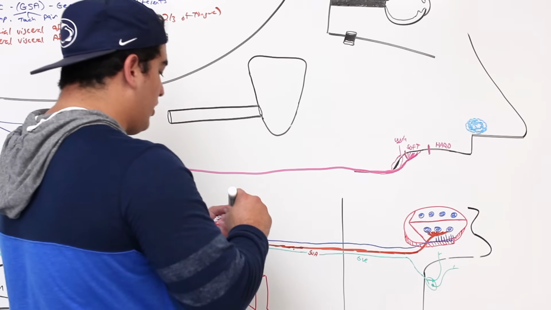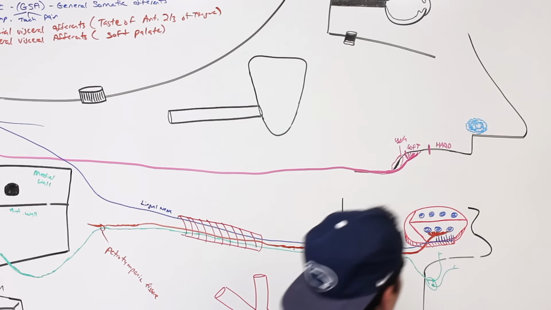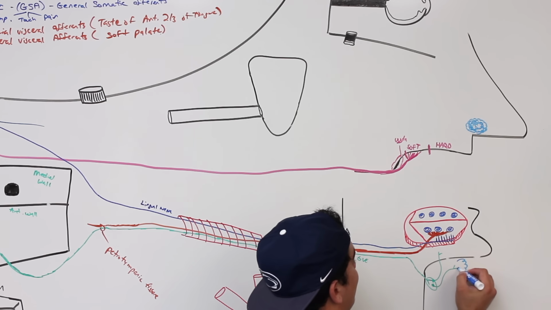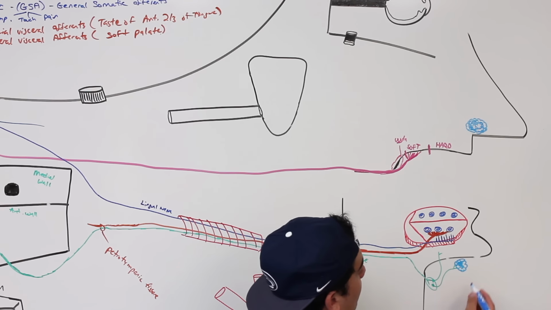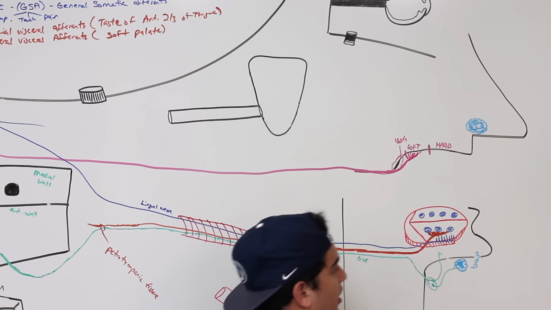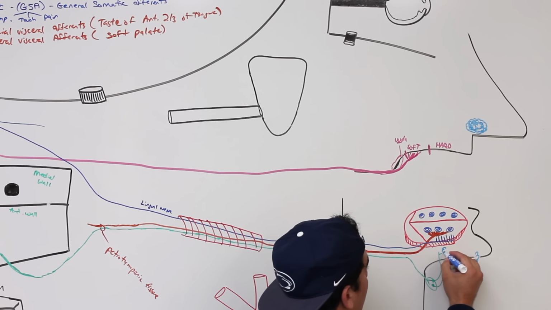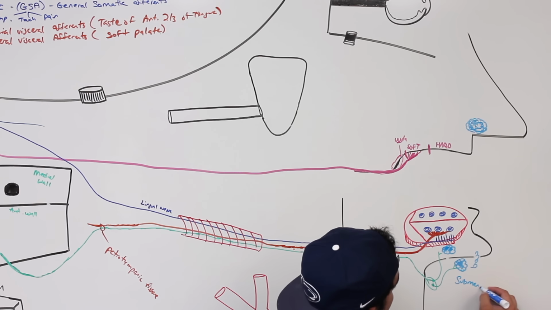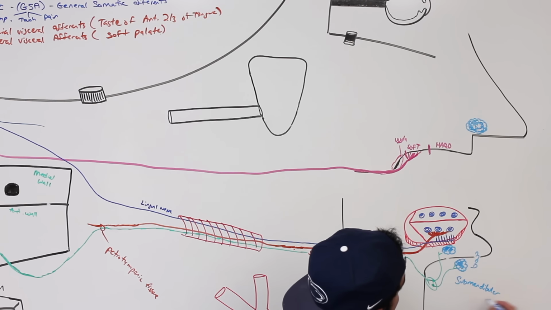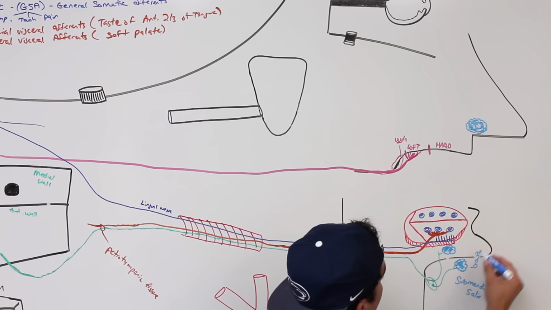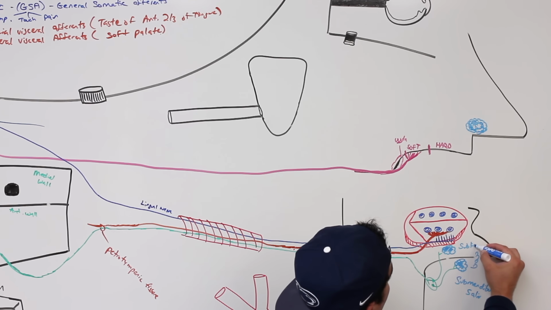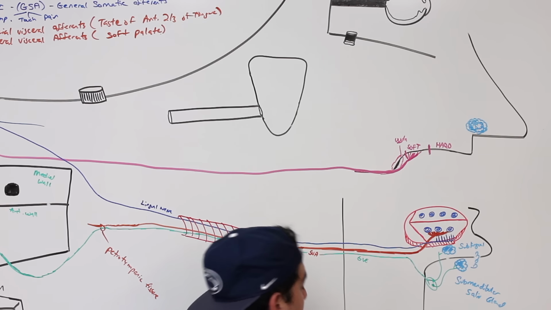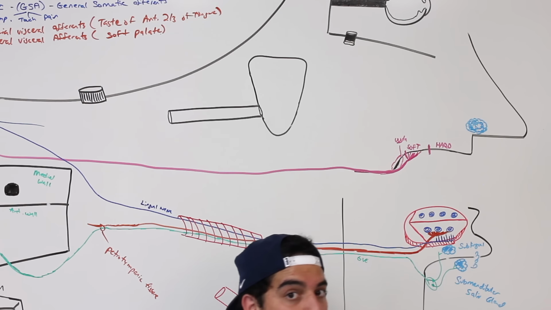One gland is called the submandibular salivary gland. It basically produces some saliva that can go into the oral cavity. And then there's another gland called the sublingual salivary gland. So two glands here. One is the submandibular salivary gland. And this one over here is going to be the sublingual salivary gland.